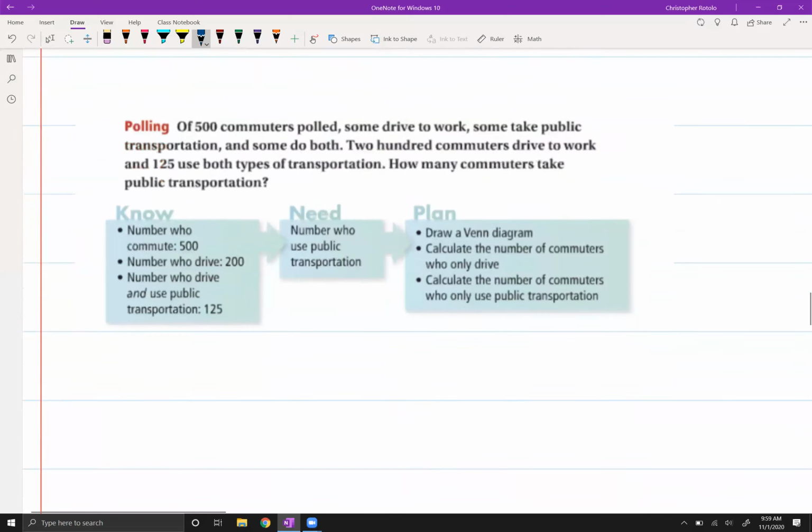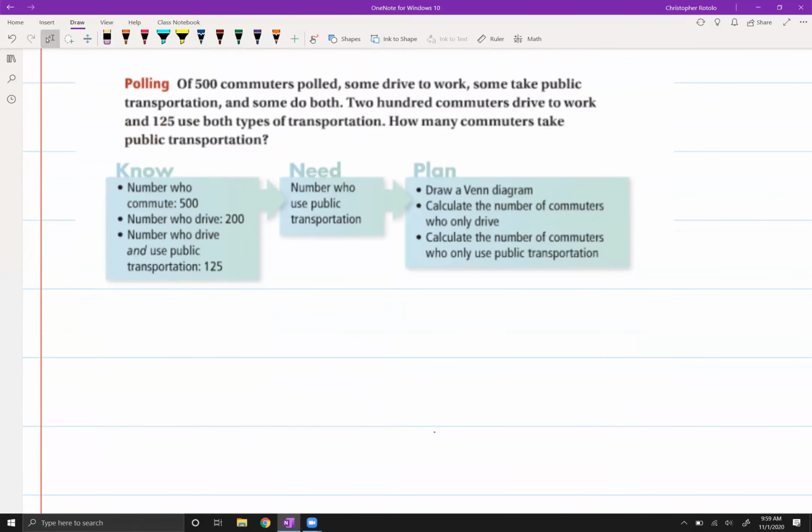All right, so how are we going to use this? We're going to use this idea in a couple ways. So we're going to use some Venn diagrams. We have 500 commuters polled. Those are some people who work someplace other than at home. They either drive or take public transportation, but some of them do both. Sometimes they drive, sometimes they take transportation, or they may drive to public transportation.